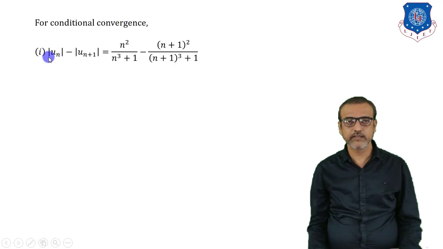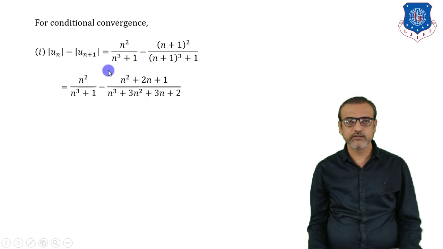So here the given series is an alternating series, so we will apply Leibniz test. For that purpose, first of all we will find out mod un minus mod un plus 1, and this equals mod un, n square upon n cube plus 1, minus, now in mod un replacing n by n plus 1, so it will become mod un plus 1, that is (n plus 1) the whole square divided by (n plus 1) the whole cube plus 1.